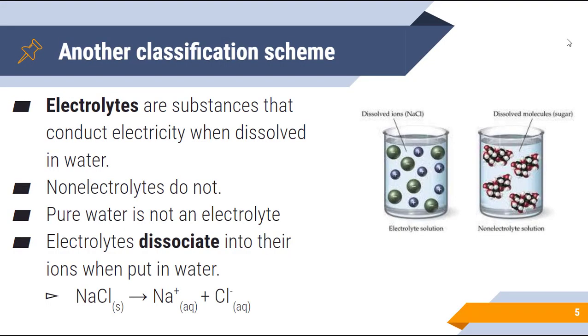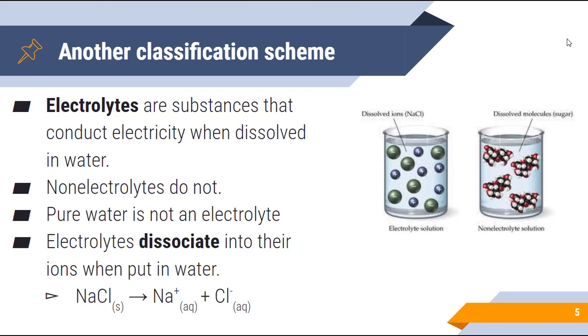So let's take a step back and look at another classification scheme in terms of electrolytes and non-electrolytes. Electrolytes are substances that conduct electricity when you dissolve them in water, and non-electrolytes do not conduct electricity. It kind of makes sense because it has the word electro in it, so it makes it easy to figure out. Now, pure water, while it does have a little bit of conduction of electricity, is actually a non-electrolyte, especially for chemical purposes. Electrolytes dissociate into their ions when you put them in water.